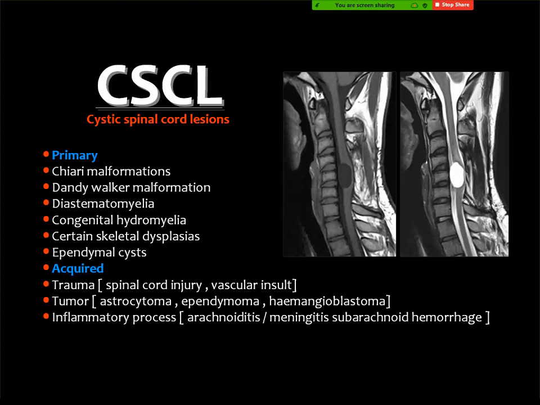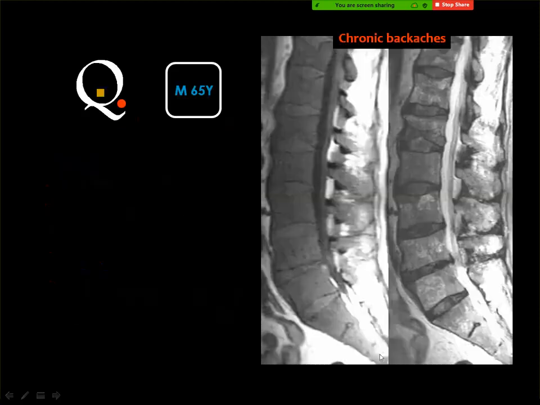Also, we should remember that some lesions occurring anywhere in the spine, in the epidural space, in the subdural space, and in the intramedullary space, are the well-known three cystic lesions: the arachnoid cyst, the epidermoid cyst, and the dermoid cyst. And you know that in order to pick up the diagnosis of epidermoid cyst, you should have diffusion weighted images, and the cyst will show diffusion restriction. Next case.